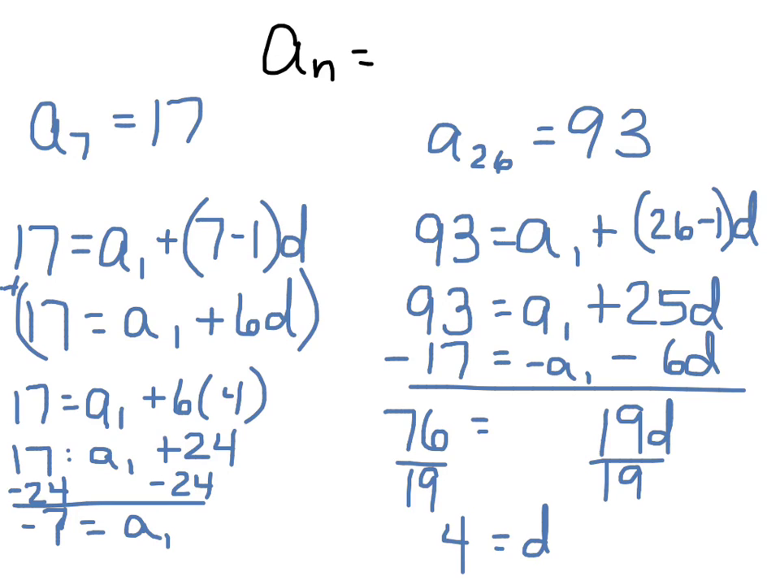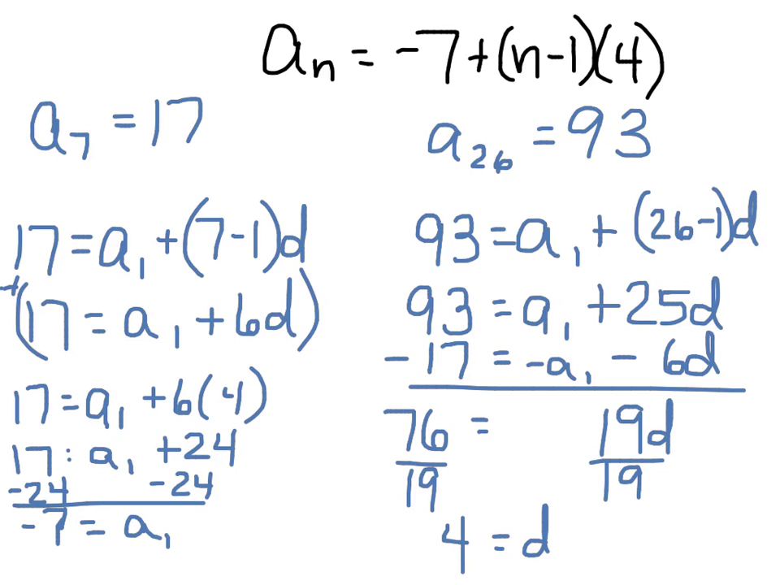A sub n equals, what was the first term that you just found? -7 plus n minus 1 times, what was the D that you found? 4. And that's it. You just write the rule. So for these particular problems, it's not asking you to come up with anything else, like, now graph the first 6 terms or anything like that.